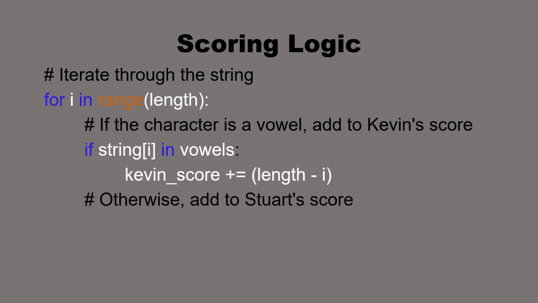If the character is not a vowel, it must be a consonant, and Stuart must score points. For this, we use an else statement. We can build the body the same way we created for Kevin. When the else statement is true, instantly we add the number of substrings to Stuart's score using stuart_score += length - i, which adds length minus i points to Stuart's score. Length minus i represents the number of substrings starting from the character at position i.